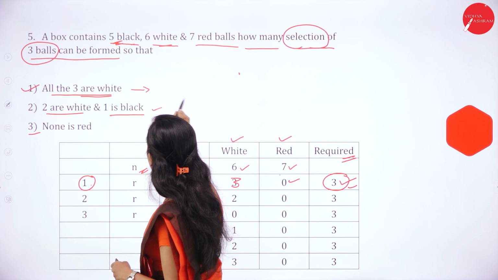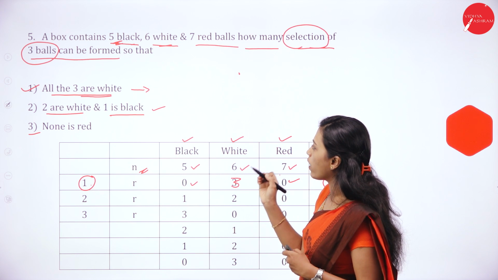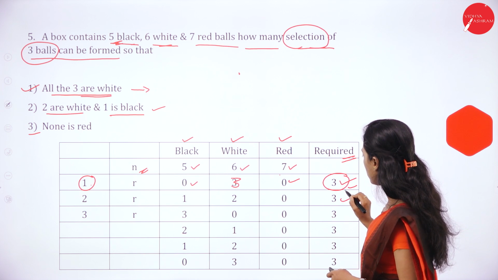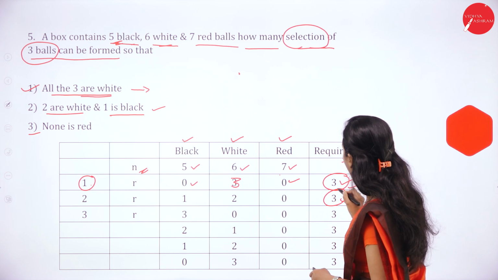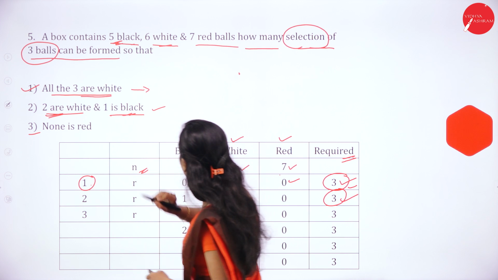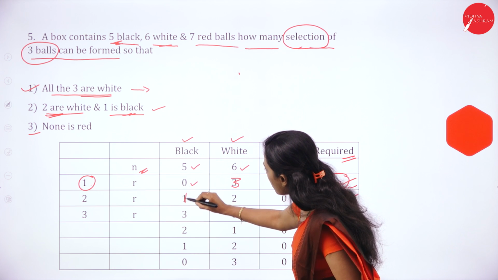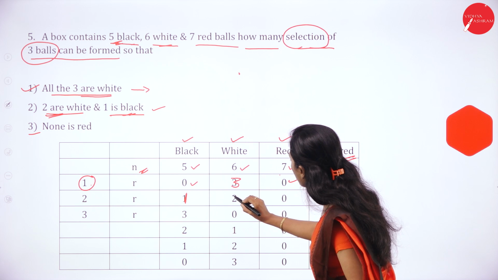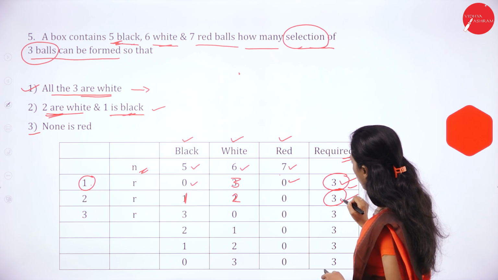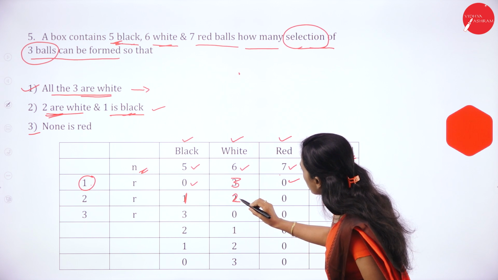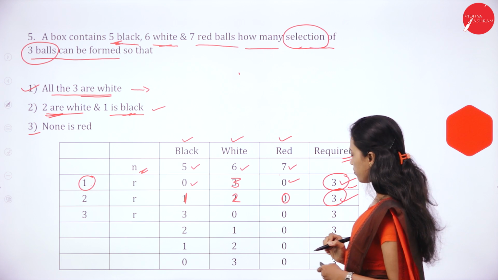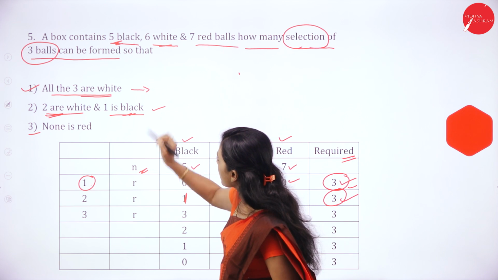Then, for second question, 2 are white and 1 is black. Here requirement is same, 3 only. Requirement is 3. Out of 3 balls, it should be 2 are white and 1 is black. So, 1 black ball and 2 white color ball. Out of 3, 1 should be black, 2 are white. Means red will be 0. This is for second one.